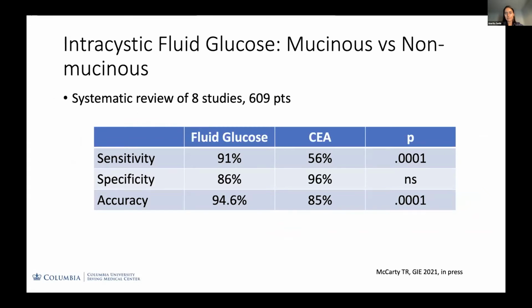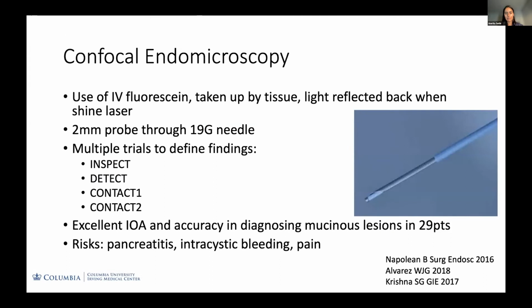And in this very recent systematic review as well, looking at the value of intracystic fluid glucose in determining mucinous versus non-mucinous lesions, 8 studies were looked at, with 609 patients, and they found that the sensitivity of fluid glucose alone was significantly higher than CEA alone, with 91% versus 56%, with similar specificity rates, but a significantly higher accuracy in diagnosing a mucinous lesion. When used in combination, it did not make a difference.